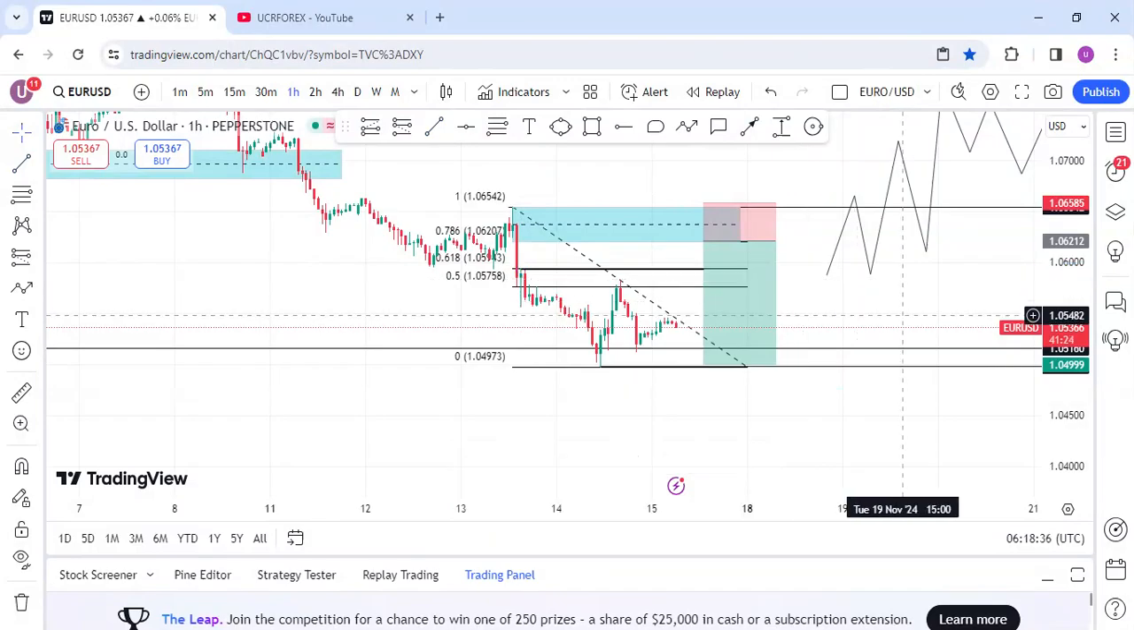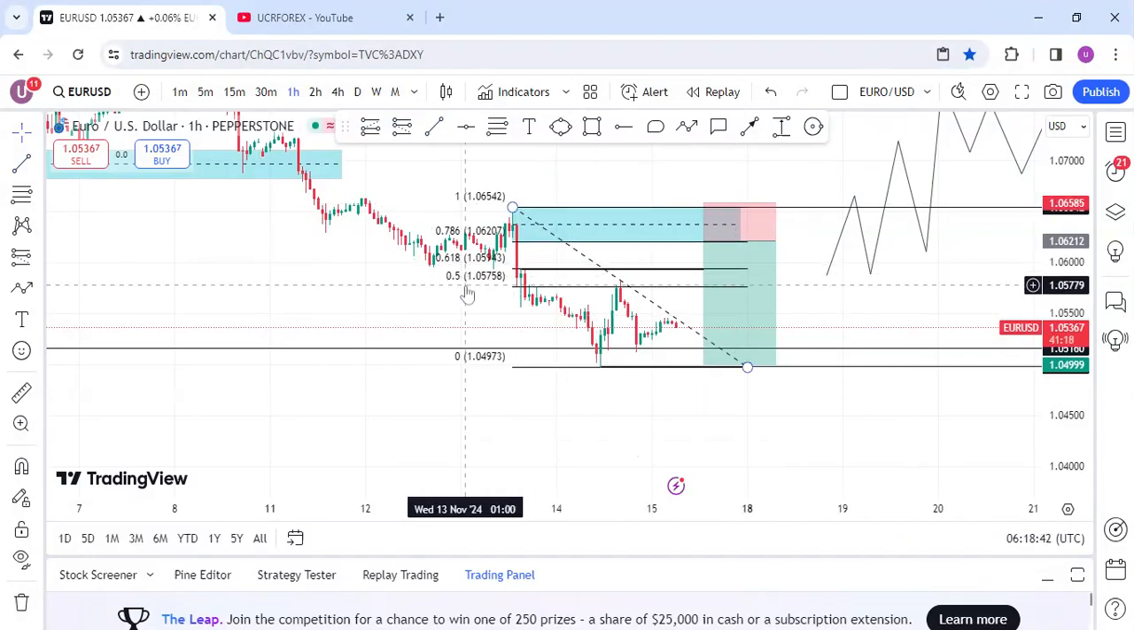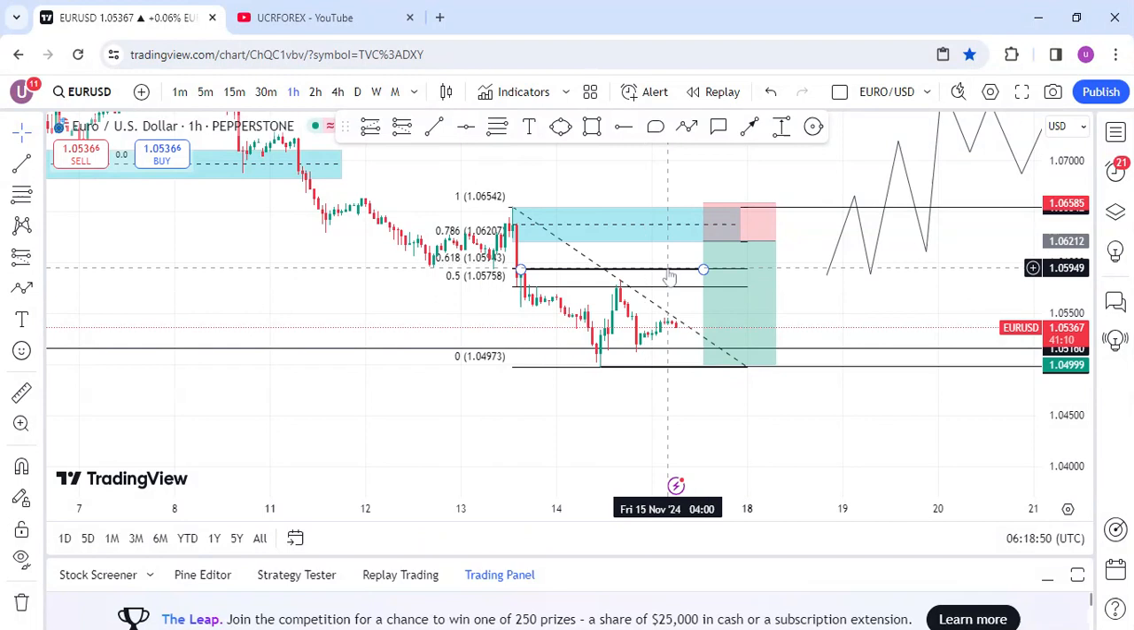Those people that are trading support and resistance will not agree with me because they will say that this is a breaker block or this is a support or resistance. But for me, I'm going to call it liquidity, because if I'm to take a trade from here, my stop loss would be massive.